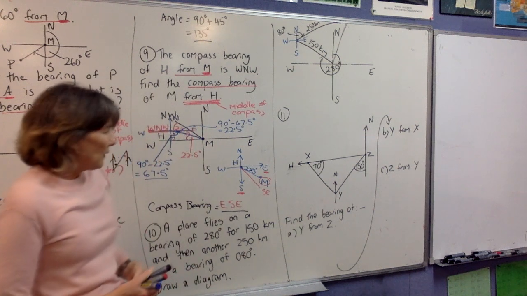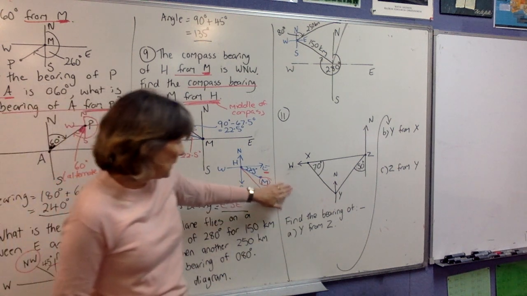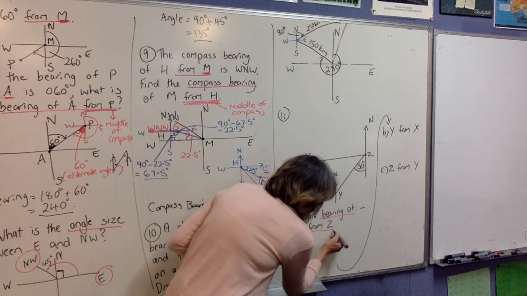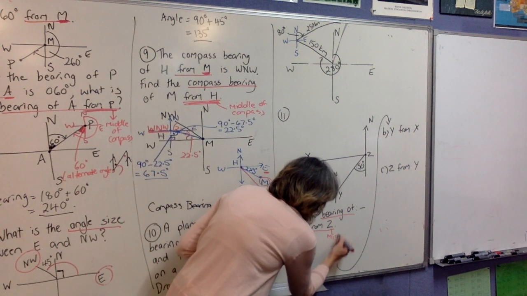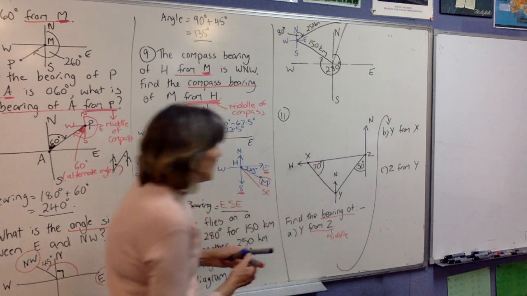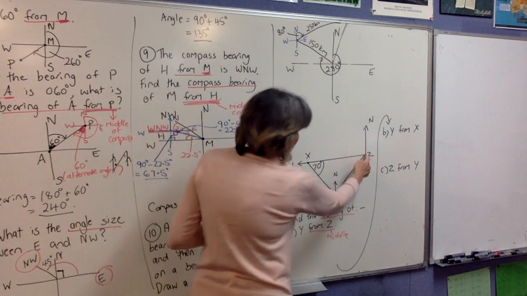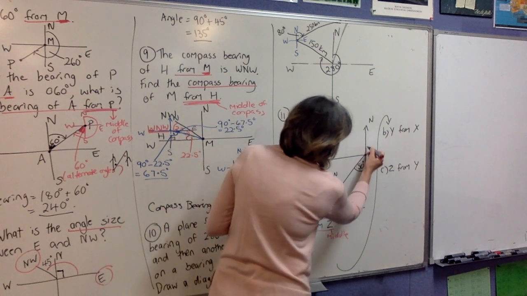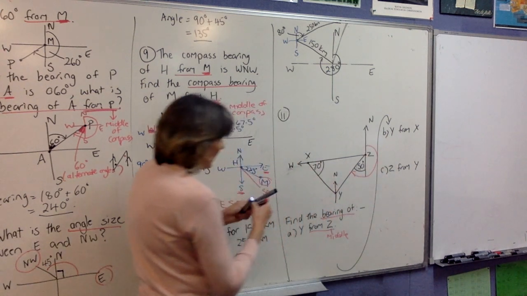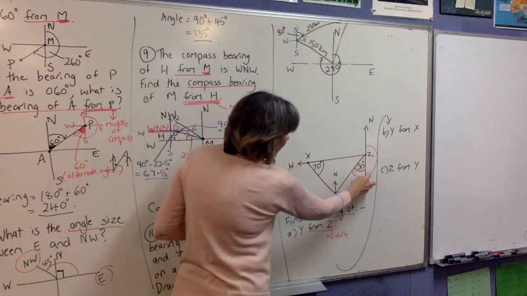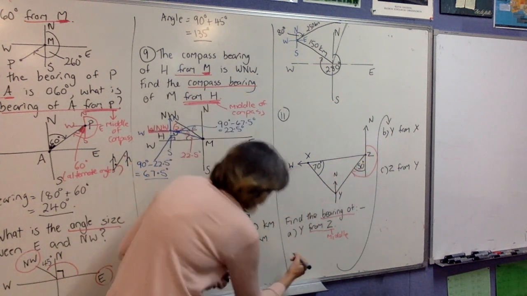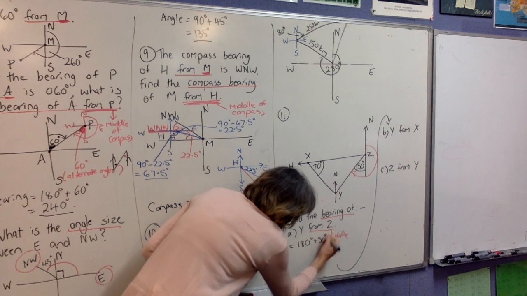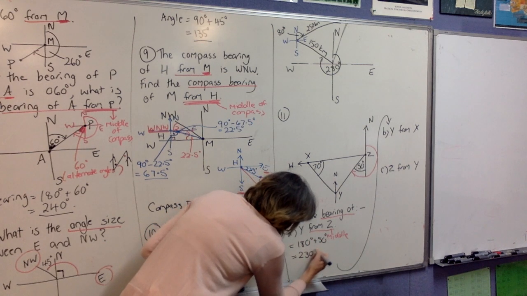Okay, in number 11, we're looking at a diagram here. We're finding the bearing of Y from Z. So Z's in the middle of the compass. So let's look at Z. We'll make sure that's in the middle, and we're going to Y, which is here. So we just want to give that bearing as our answer. So we've gone through 180 plus the 50 on, and you end up with 230 degrees.